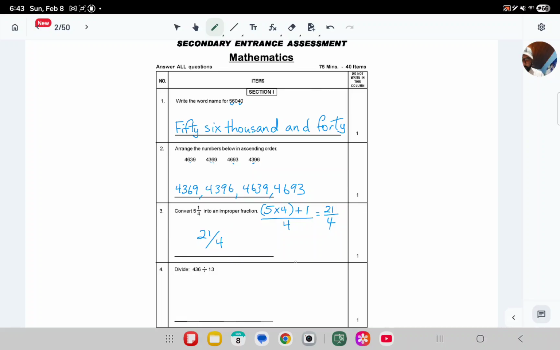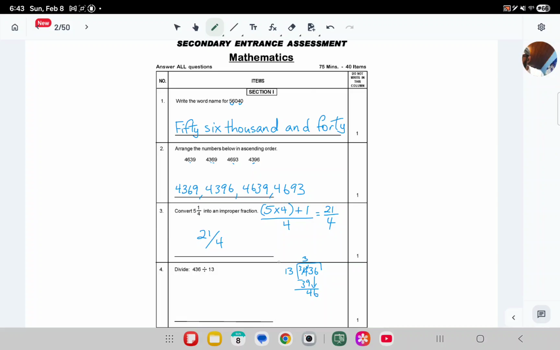Number 4, divide. So we have 436 divided by 13. So we know the divisor is a 2-digit number, so therefore we just look at the first 2 digits in the dividend. So we're saying 13 could go into 43 3 times. 13 by 3 is 39. 43 take away 39 will give us 4 remainder. Then we'll bring down the 6.